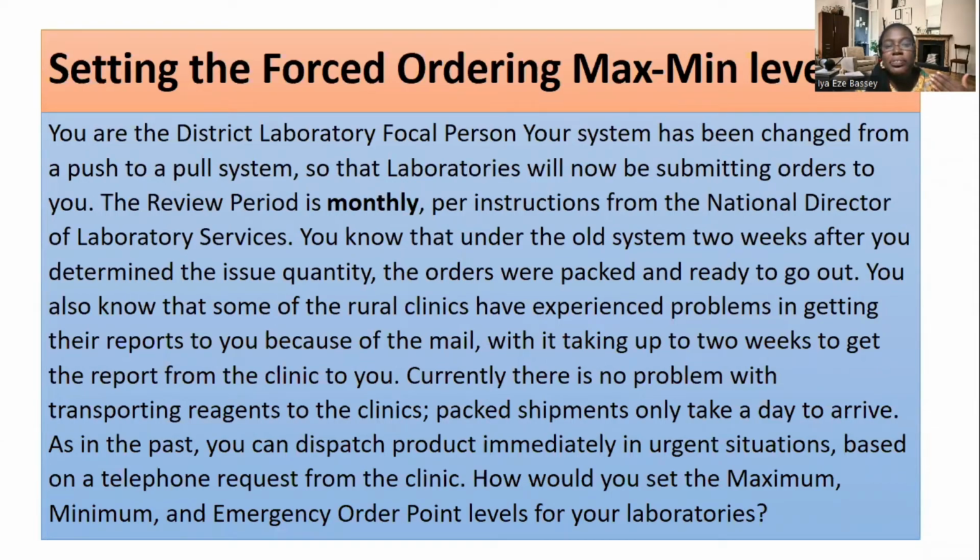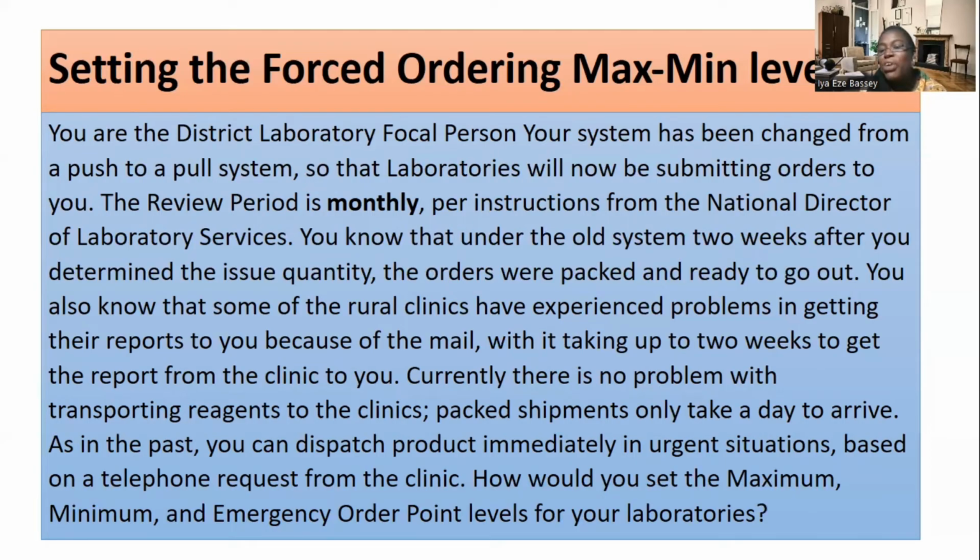It's another hypothetical situation. You are the district laboratory focal person and your system has been changed from a push to a pull system. I hope we do remember what a push and a pull system is. I just want to believe that we do. All right. So the laboratories will now be submitting orders to you. The review period is monthly. That means your review period is 1 month per instructions from the National Director of Laboratory Services. And you know that under the old system, 2 weeks after you determined your issue quantity, the orders were packed and ready to go out.